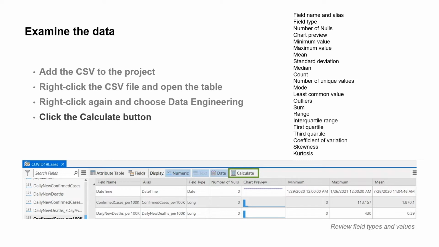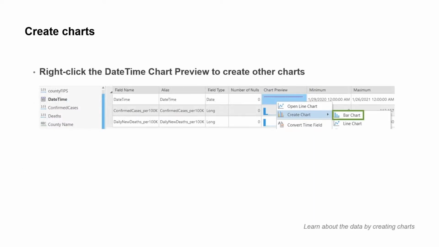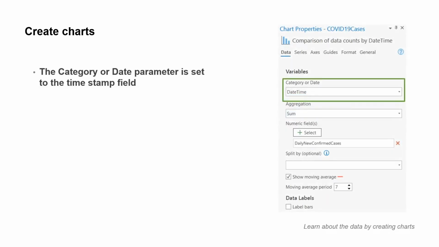The statistics pane also includes a chart preview for each field. And this is also where we can create other charts. So let's do that next. Let's create a bar chart showing new COVID-19 cases over time. To do this, right-click in the Date Time field Chart Preview, choose Create Chart, and then choose Bar Chart. This opens the Chart Properties pane. The category or date parameter is automatically populated with the field that we right-clicked on, the Date Time field.